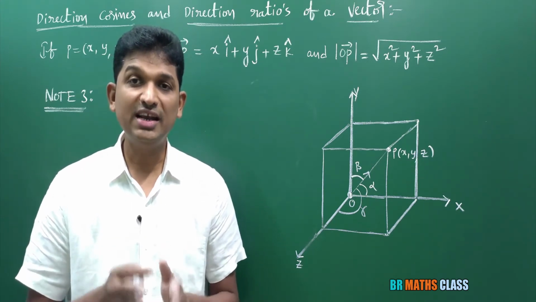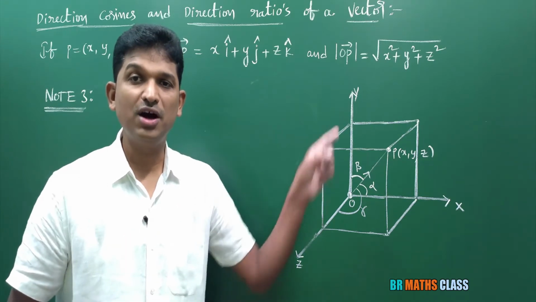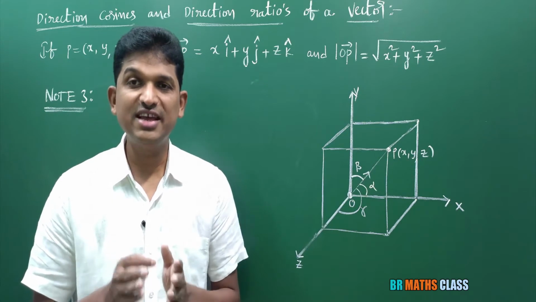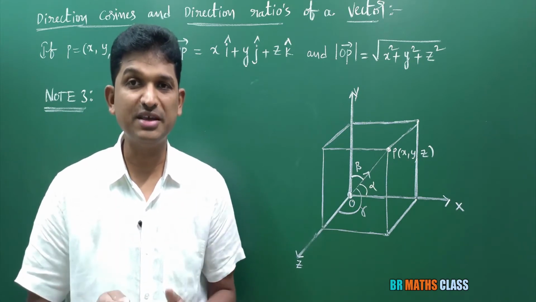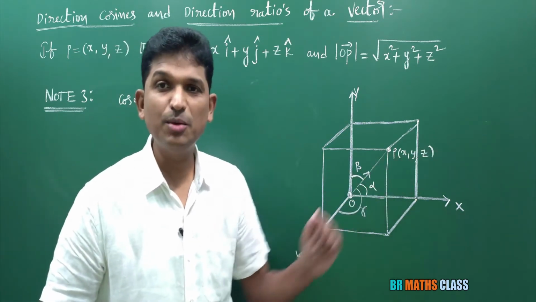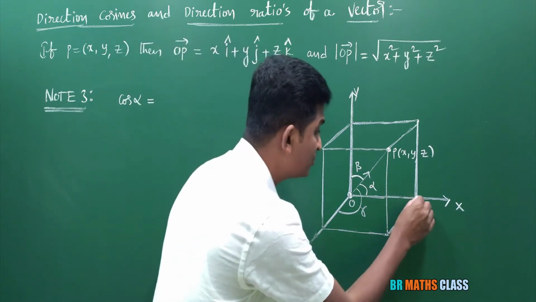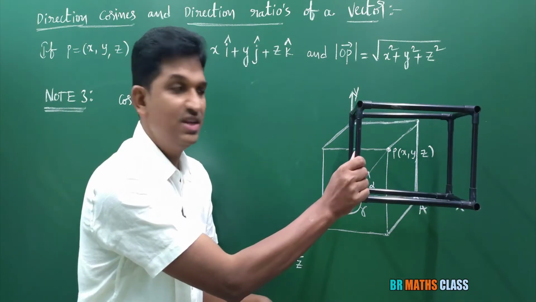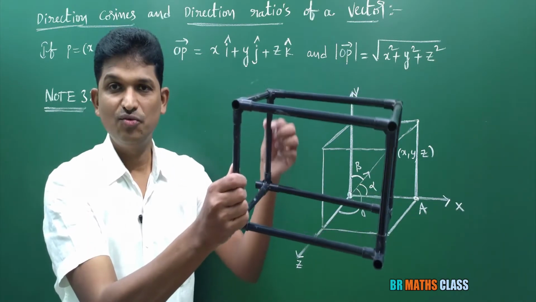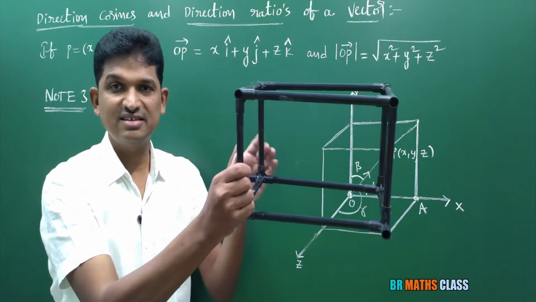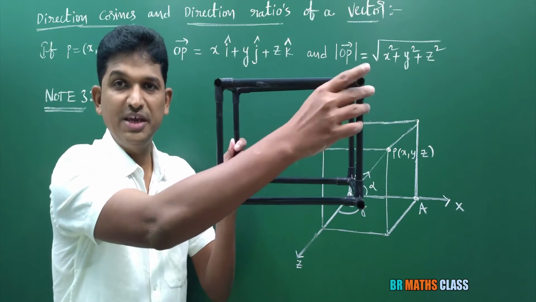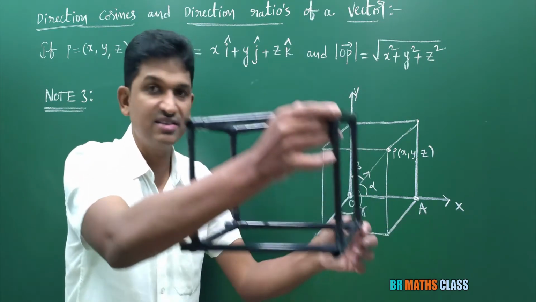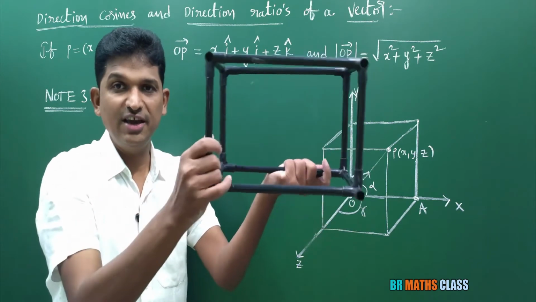So here I'll calculate what is cos alpha with the help of this diagram. P of x comma y comma z is any point in space. If P is x comma y comma z, what is this point on the x-axis? I'll take this point as A. You observe this x-axis, y-axis, z-axis. This is point P. Where is point A? Point A is on the x-axis. Look here. This is point A. I hope you are understanding.